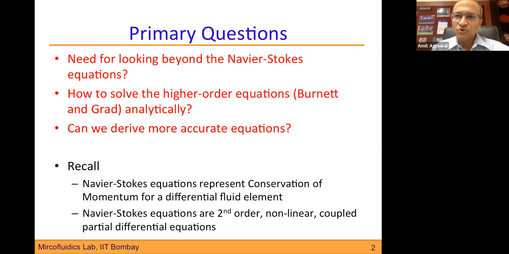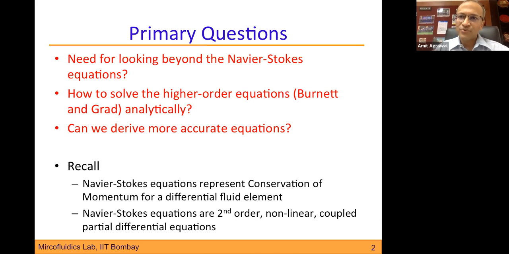I'm aware that not too many people seem to know about these equations, so we will very briefly introduce them. And then we will ask the question, is it possible to solve these equations analytically? We know Navier-Stokes equations are difficult to solve analytically, and these are a superset of Navier-Stokes, so they will be harder to solve analytically. This question becomes very important.